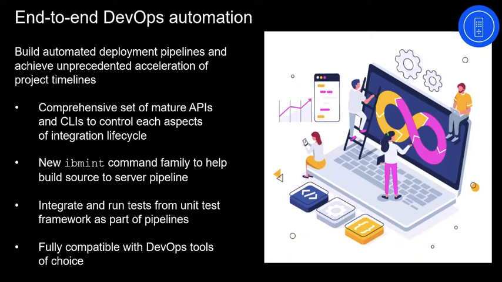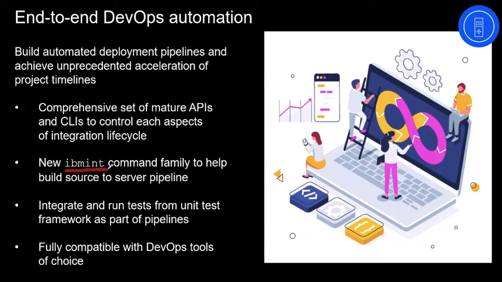It provides you a command line interface, which will help you to control your integration lifecycle, including your development, deployment, and administration of your integration services which are available there. So with this IBM App Connect Enterprise, we have a new command line utility. That command line utility is called the IBM Int command line utility.